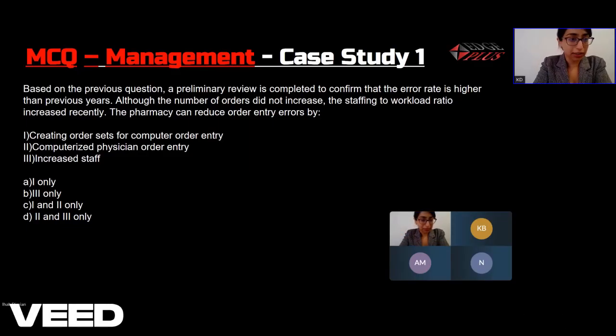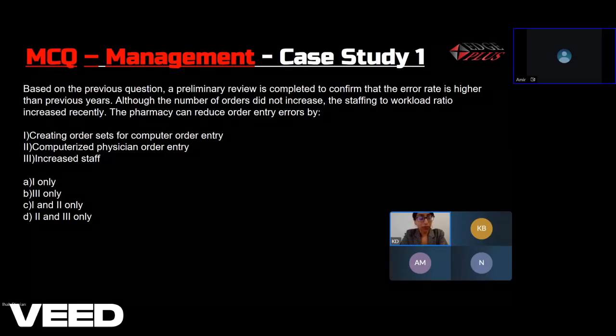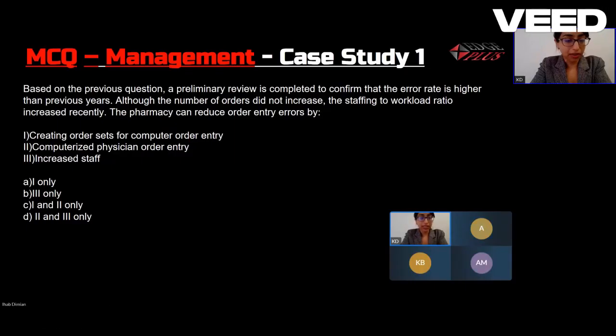So what do we think is the right answer? Anyone? No thoughts on this one? No wrong answers. Amir, please. I think that D could be the right answer because both the computerized entry by the physician and increased staff could reduce it. Okay. Good thought process. Any other thought processes?